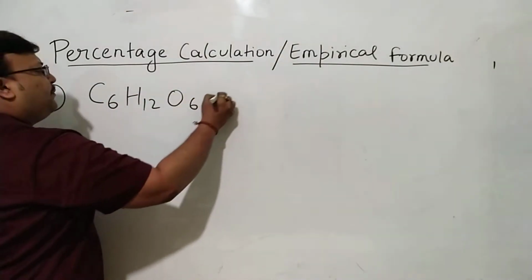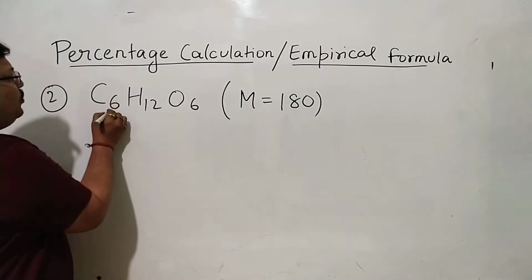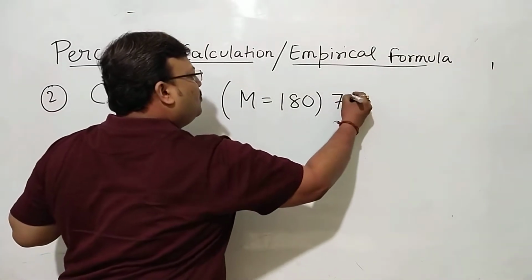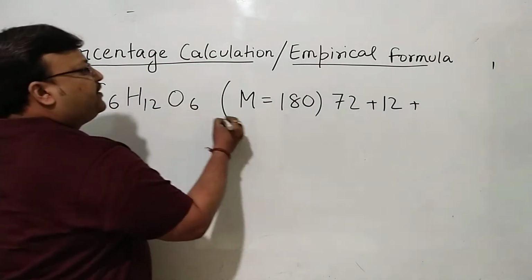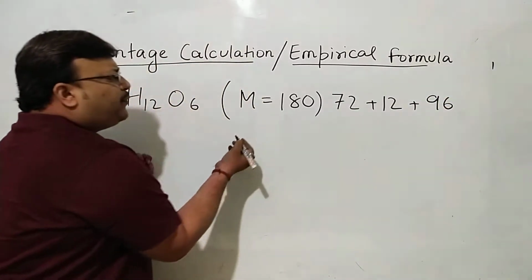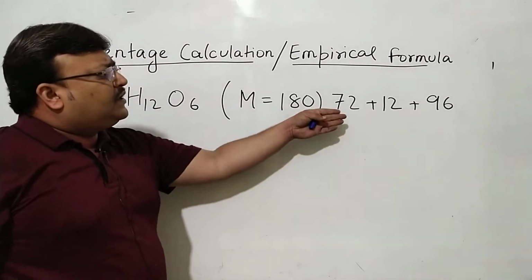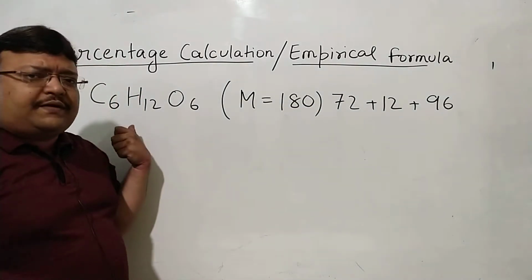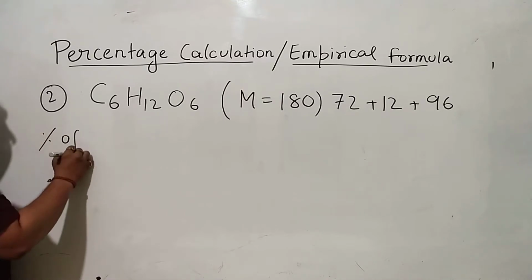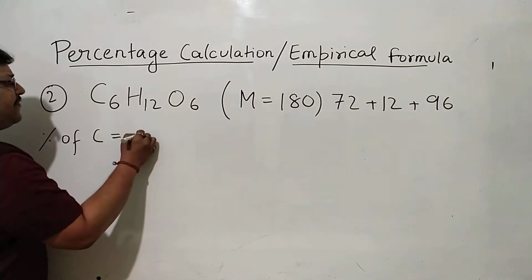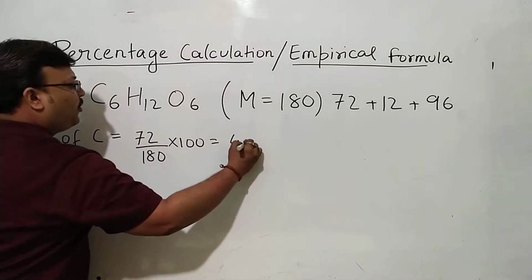C6H12O6, and the molecular weight of this compound would be 180. How do I know this? 12 into 6, carbon would be 72, plus 12 hydrogen, plus 16 into 6, this is 96. These are so many popular compounds that 72 plus 12 plus 96, we are used to knowing the sum of the three, and the molecular weight of this compound will be 180 only. Now, what is the percentage of carbon? The percentage of carbon naturally is 72 out of 180, and we'll see this will be 40%.